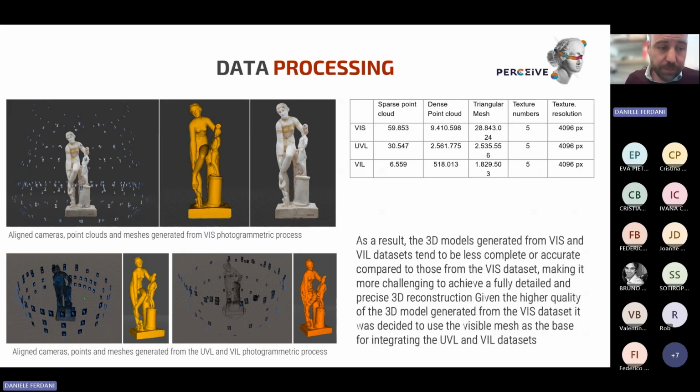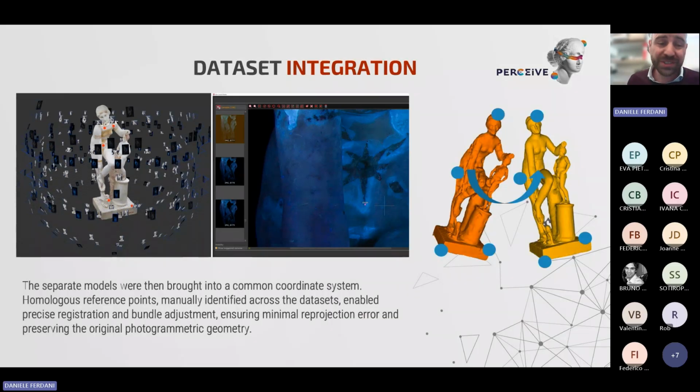So the next step was to match all the datasets together, integrating all three different photogrammetric datasets, VIL, UVL, and RGB, in the same workspace. To bring these three spectral models into a common spatial framework, we used a specific tool of 3DF Zephyr that allows importing different workspaces together.